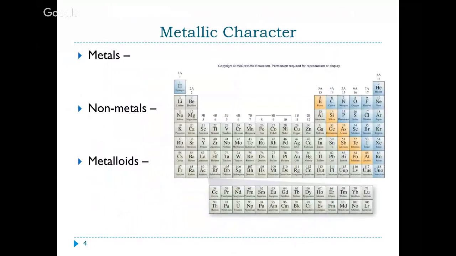The last thing to look at in terms of trends is metallic character. As we move from left to right, we become less metallic, right? Our metals are on the left side of the table, our non-metals are on the right side of the table, and they're separated by some semi-metals. Typical characteristics of metals are that they tend to be solid at room temperature, except for mercury. They're good conductors of electricity. They tend to be malleable and ductile. They're good conductors of heat, typically. Non-metals are just the opposite. They can be solids, liquids, or gases, not good conductors of electricity or heat typically. And metalloids are somewhere in between, so they have properties of both.